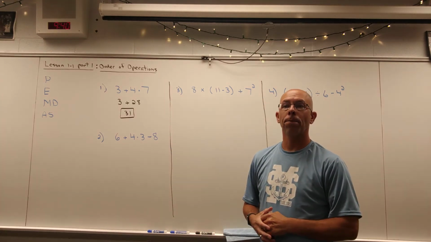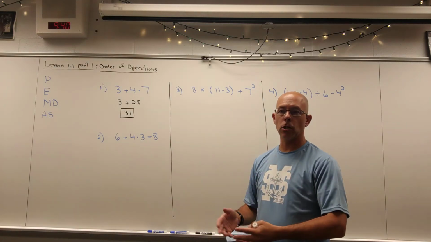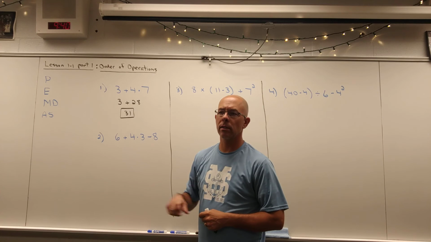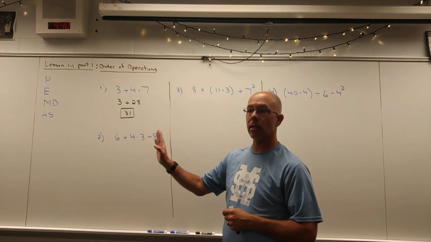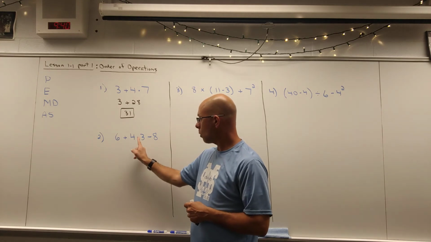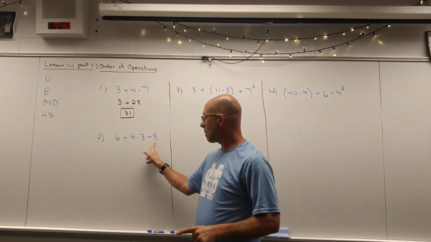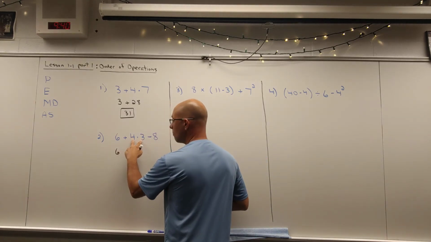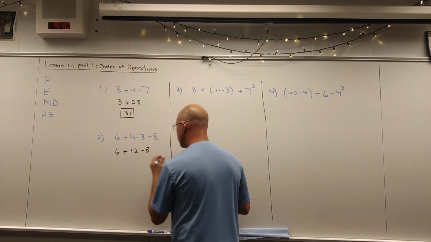So that's that. The second problem, I've mixed in multiplication, addition, and subtraction all together. There are no parentheses, there are no exponents, so we don't have to worry about those. We go right to multiply divide. There's one multiplication right in the middle of the question. It gets done first. That means the 6 and the minus 8 drop down. So 6, 4 times 3 is 12, minus 8.